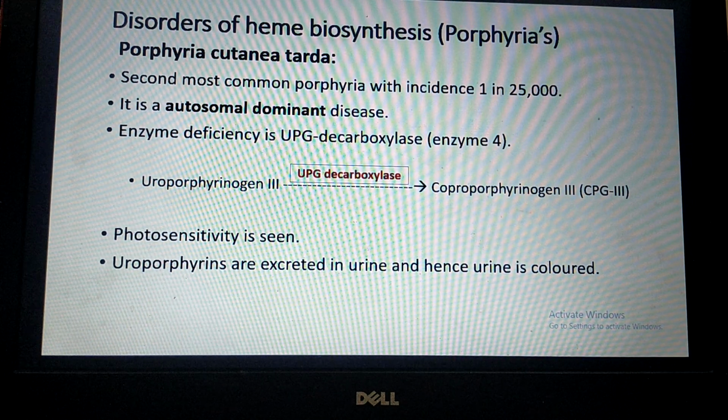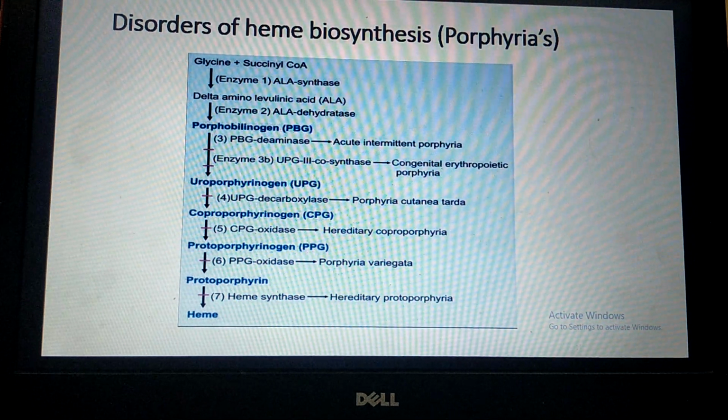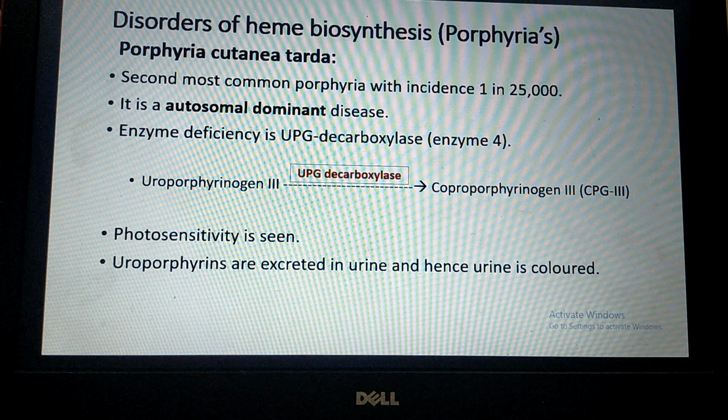This is a less severe condition as compared to congenital erythropoietic porphyria, because in the previous case we have seen coproporphyrin 1, uroporphyrin 1 and protoporphyrin 1 all are increased, but here only uroporphyrinogen 3 gets accumulated, and when this uroporphyrinogen 3 gets accumulated, it inhibits the third enzyme, that is uroporphyrinogen 3 cosynthase, which leads to decrease in the concentration of uroporphyrinogen 3.